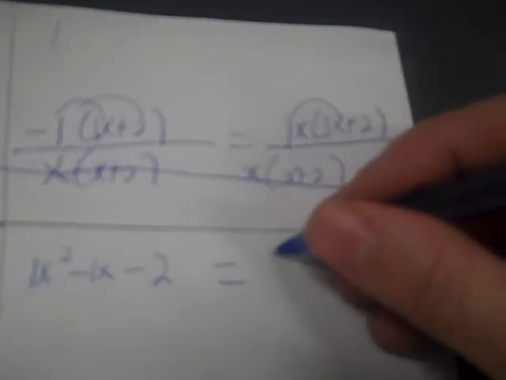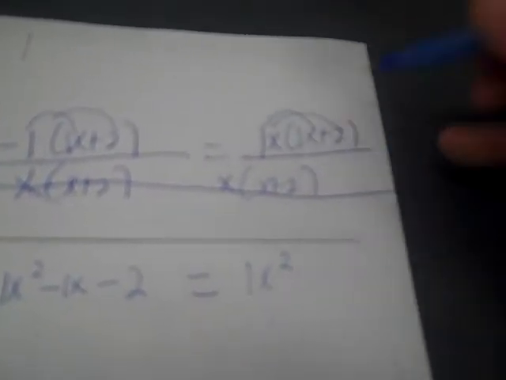So x times x is x to the second. I'm going to put a 1 in front. And over here, we need to just distribute into the parentheses. That's going to be minus 1, negative 1x. So minus 1x. Negative 1 times 2 is negative 2. And over here, 1x times 1x is 1x to the second, and then 1x times 2 is 2x.